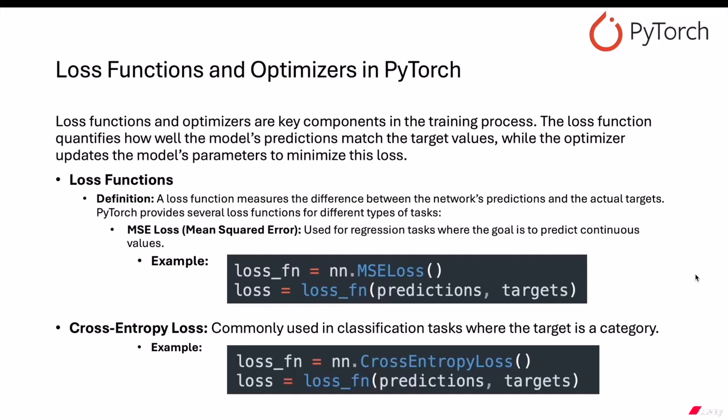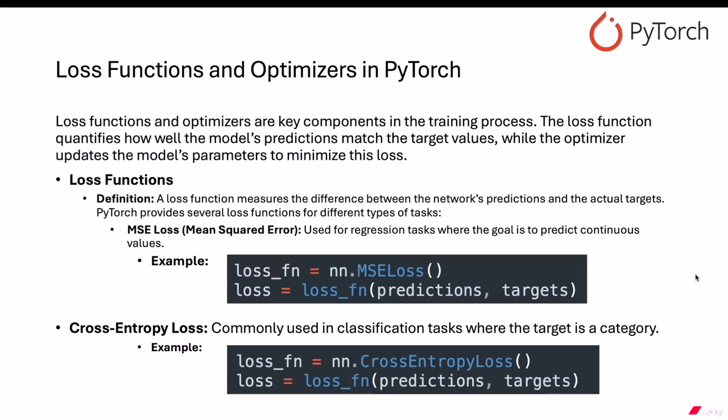Loss functions and optimizers in PyTorch. Loss functions and optimizers are key components in the training process. The loss function quantifies how well the model's predictions match the target values, while the optimizer updates the model's parameters to minimize this loss. Loss function. A loss function measures the difference between the network's predictions and the actual targets. PyTorch provides several loss functions for different types of tasks.